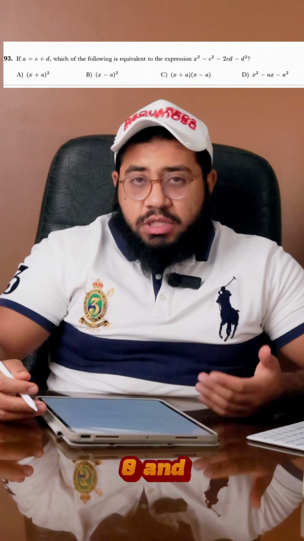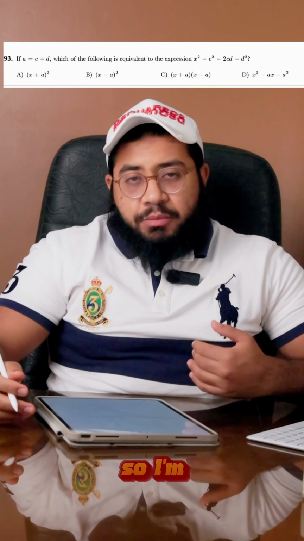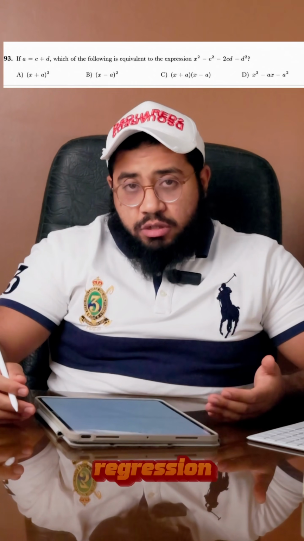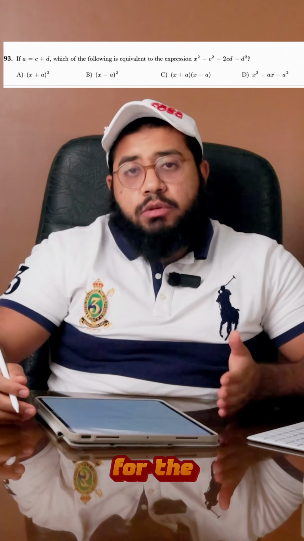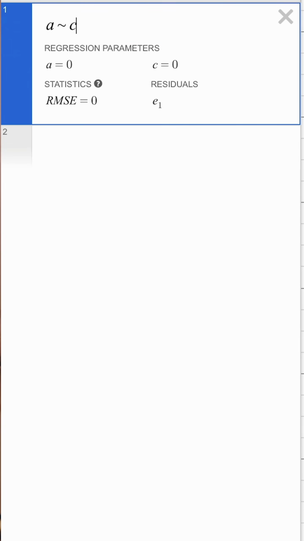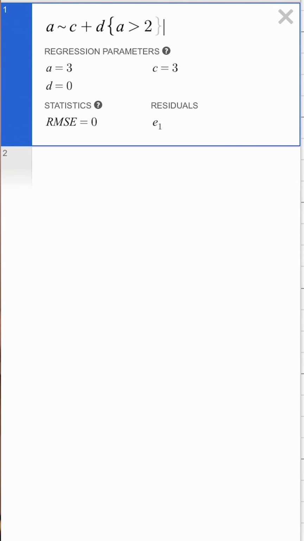Because if c is equal to 0 and d is equal to 0, all of these choices will work. So I'm going to avoid this point. So I'm going to use regression, and I'm going to give Desmos an order to pick values for the a which is greater than 1. Greater than 1 or greater than 2, both will work. Just pick any arbitrary value for the starting value of a. Now a is equal to 3, c is equal to 3, and d is equal to 0.